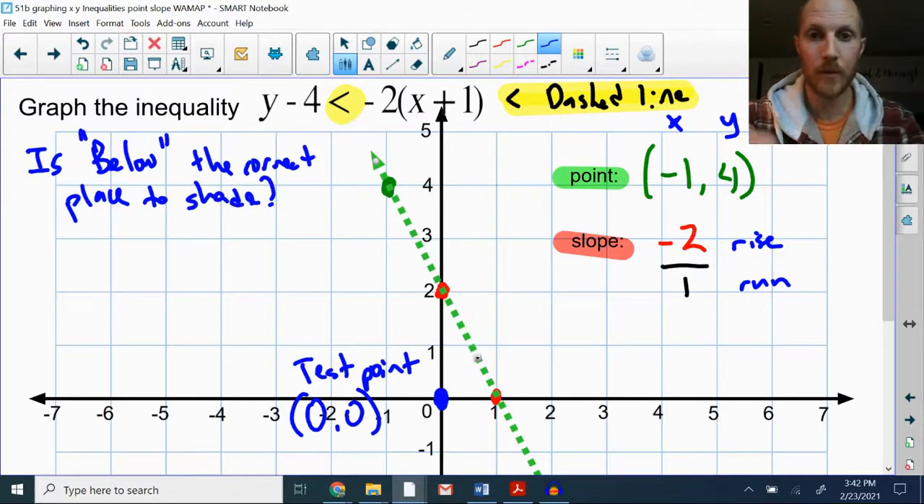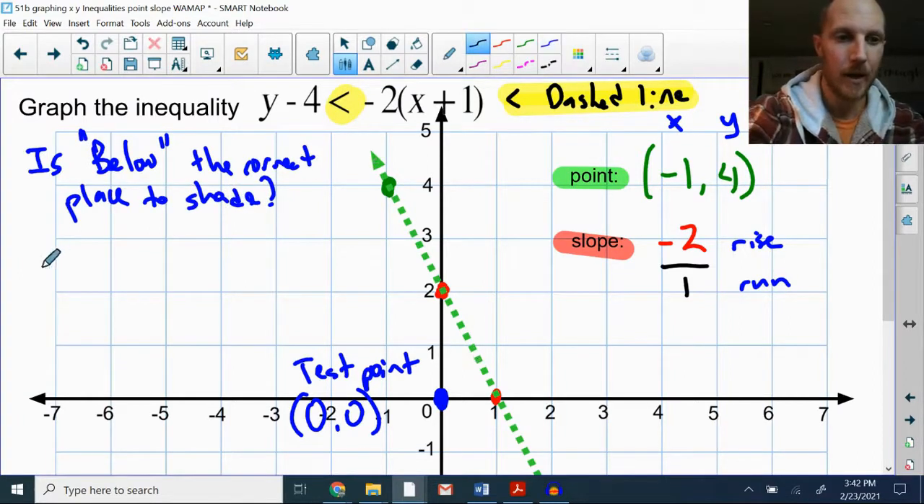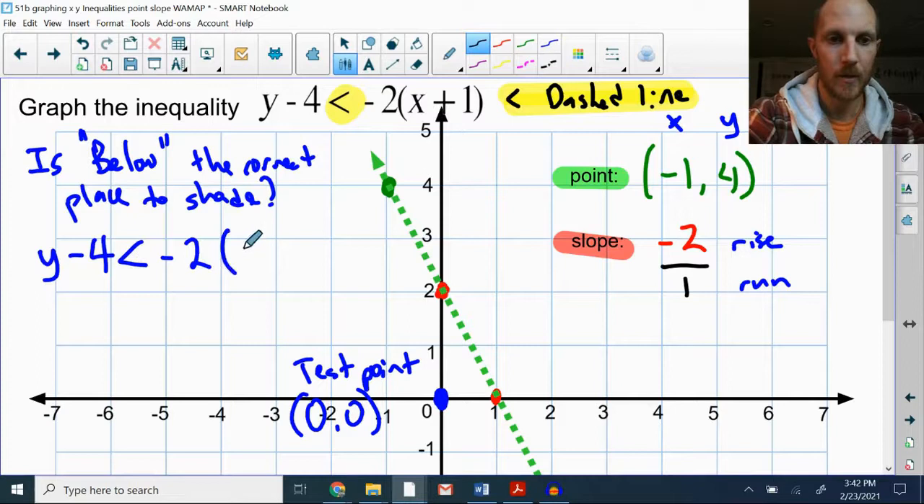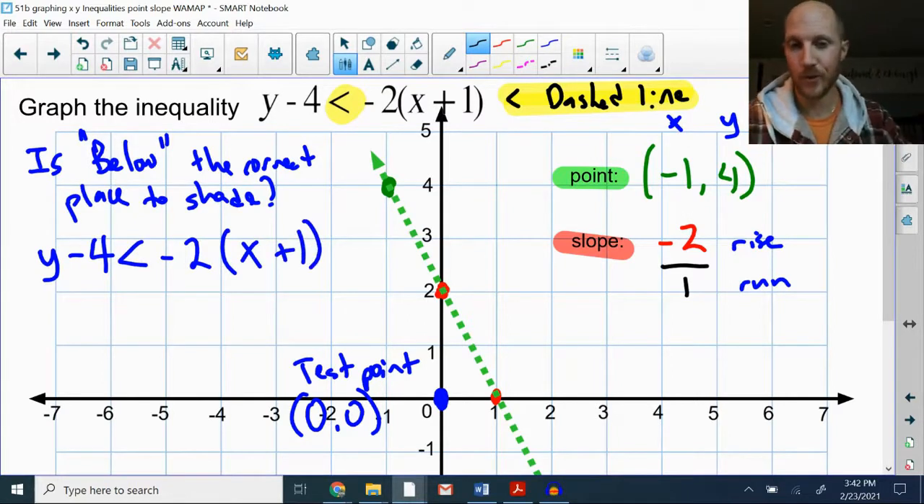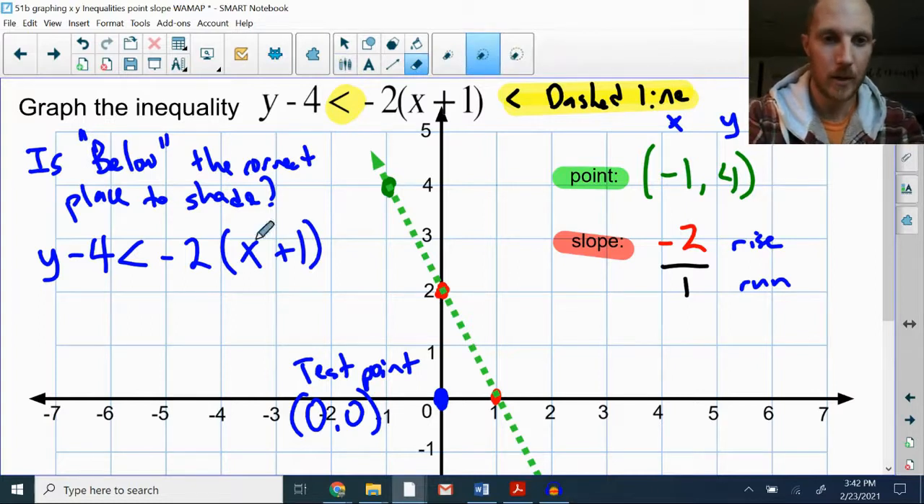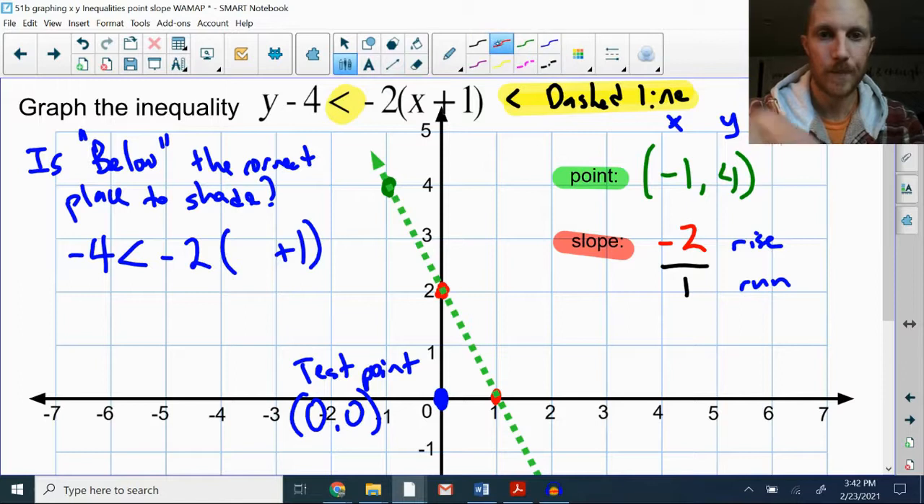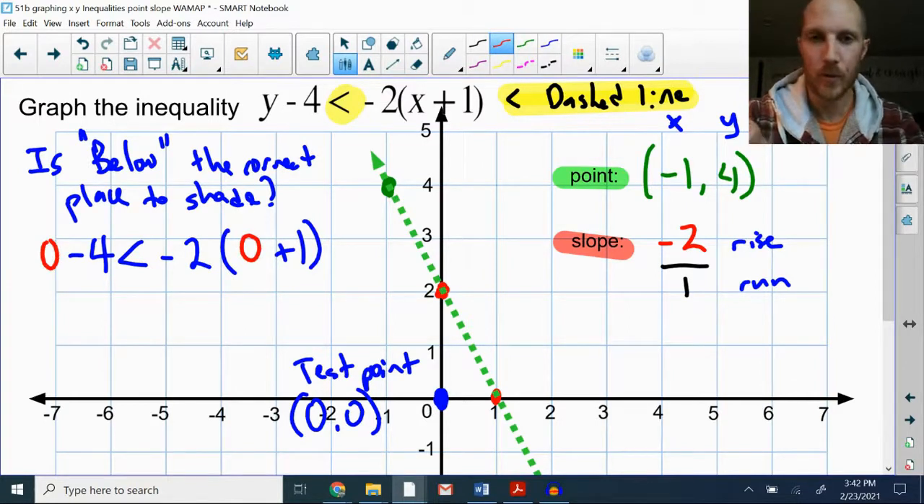Okay, so the way we're going to find out is by taking that inequality and we're going to replace the x and the y with the coordinates of our test point, which is 0, 0. So I'm going to go ahead and replace the x and the y with zeros. And then we're going to follow the order of operations and evaluate this.